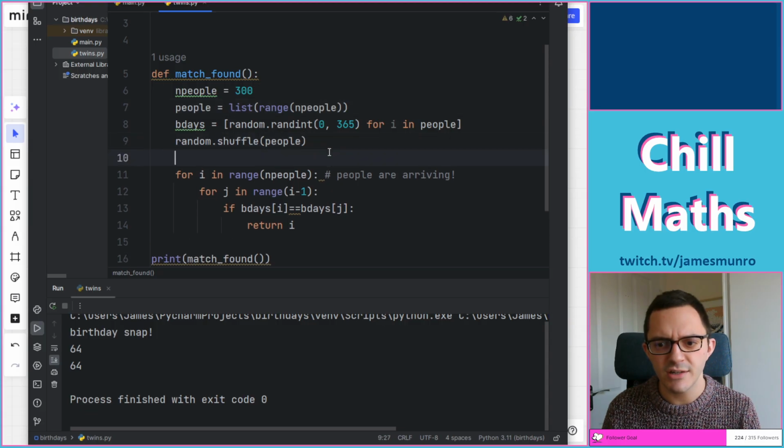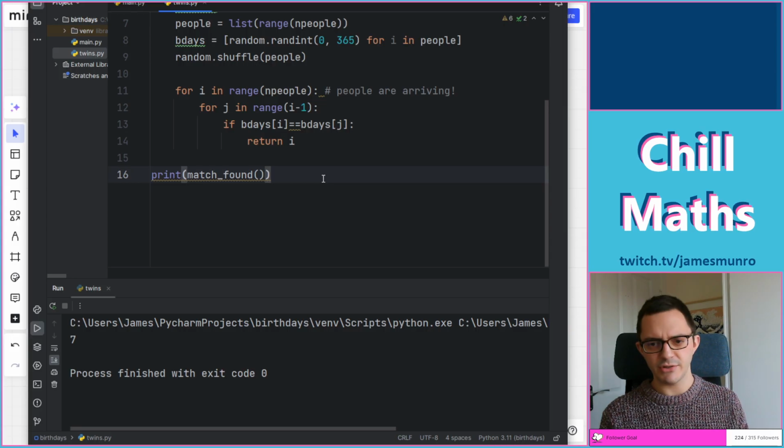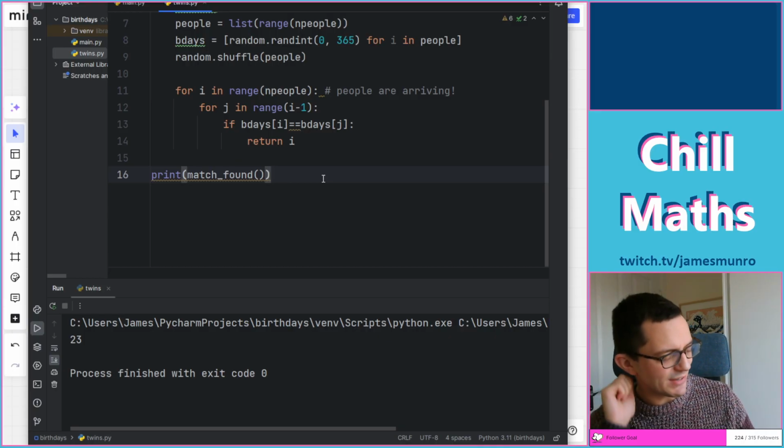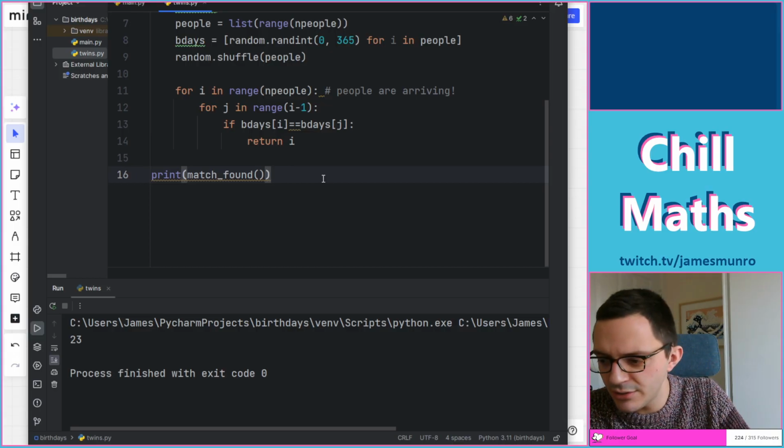Get rid of some of this setup. There we go. So is that going to be a thing where this time it took 7 people arriving? Possibly 8 or 20 or something. And I would like... Oh, this is now quite complicated because my simulation way of doing it doesn't say anything about 50%. It just tells me I found a match. It's not calculating any probabilities.